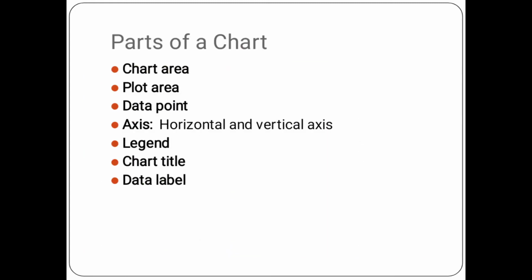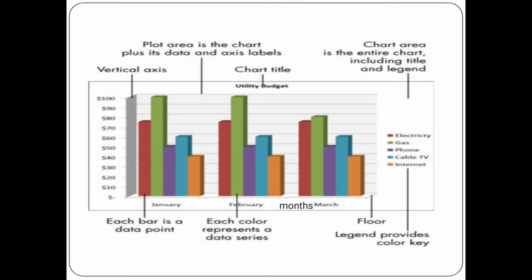Next, parts of a chart. A chart has many elements. Some of these elements are displayed by default, others you can add as needed. You can also remove the chart elements that you do not want to display. Some of the chart elements are: chart area, plot area, data points, axis, horizontal and vertical axis, legend, chart title, data label. These are the elements of a chart.